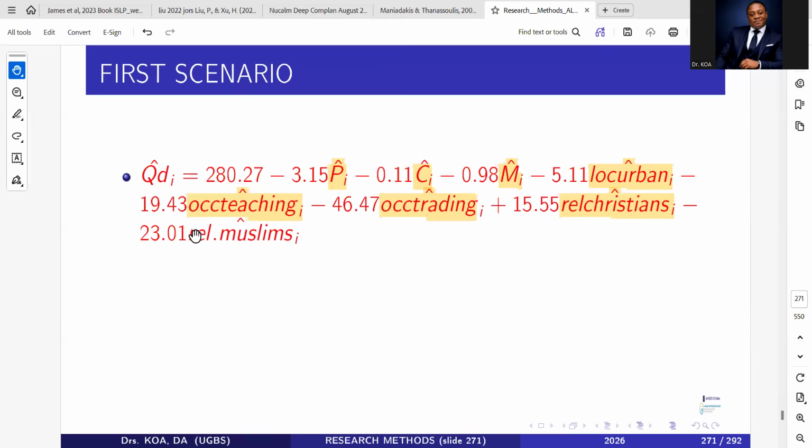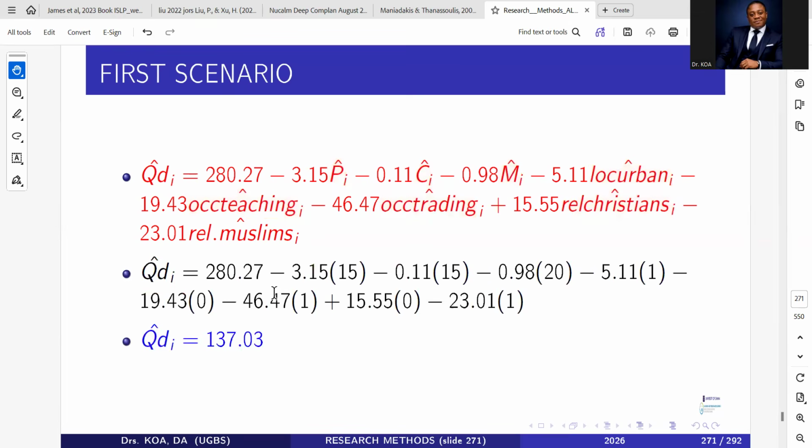And then the last one, real Muslim will be given a value of what? Vida? It's 1. So you see, everything that we are discussing is right here. So when it comes here, the substitution has been made. You see that is 1 here, 0 here, 1 here, 0 here, 1 here. So you now take your calculator and add all of these, and that will give you a value of 137.0903 quantity demanded. So the first scenario, the predicted quantity demanded is going to be 137 bottles of gin bitters.